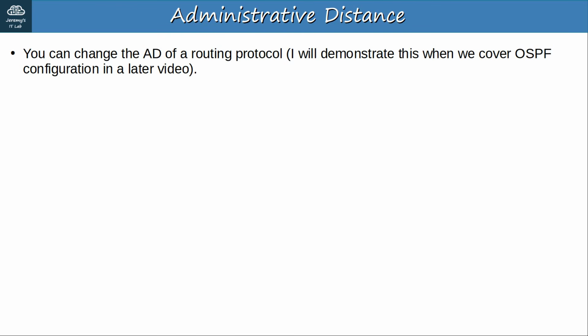One final point before moving on to the quiz. You can change the AD of a routing protocol, and I will demonstrate this when we cover OSPF configuration in a later video. If you want OSPF routes to be preferred over EIGRP routes, you can configure the router to do that. You can also change the AD of a static route.